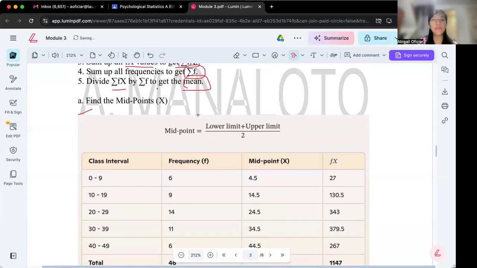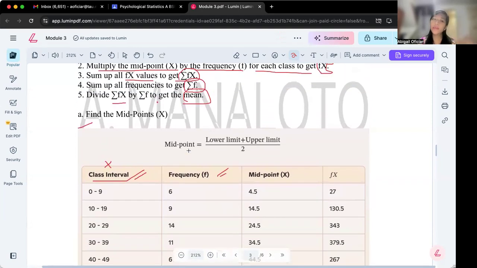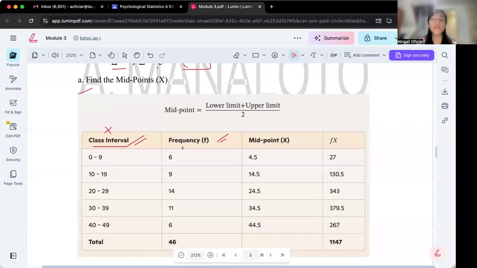So let's start. Now let's find the midpoint x. For instance, this is our x, the class intervals. I will not discuss what a class interval is because I already discussed it under the presentation of data using frequency table. I already discussed how to compute the class intervals and how to get the frequency. So this time it's already given. But if it's not yet given, you have to go back to the frequency table before the computation of the mean.